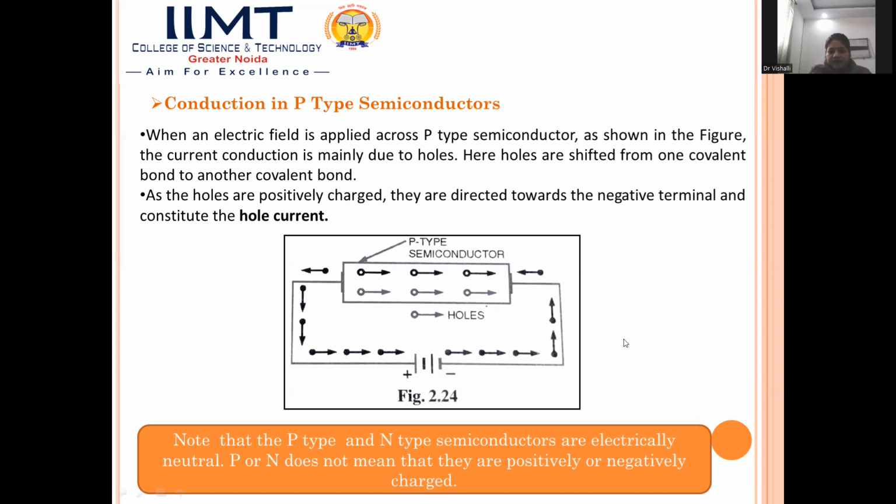One important thing is that as we are saying that in p-type holes are the majority carriers and in n-type electrons are the majority carriers, it should be noted that p-type and n-type semiconductors are overall electrically neutral. The presence of majority carriers, holes or electrons, in p and n-type doesn't mean that they are positively or negatively charged. We just can't say that p-type is overall positively charged because it has a large number of holes, or n-type is negatively charged because it has a large number of electrons. Overall, they remain electrically neutral.